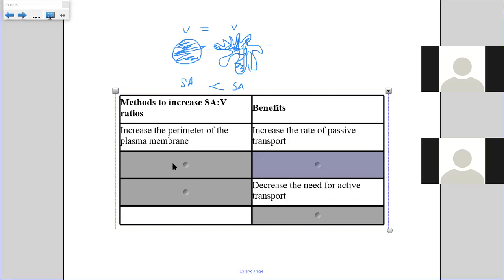What's another method I could use to increase the surface area to volume ratios in cells? It's another method I could do.